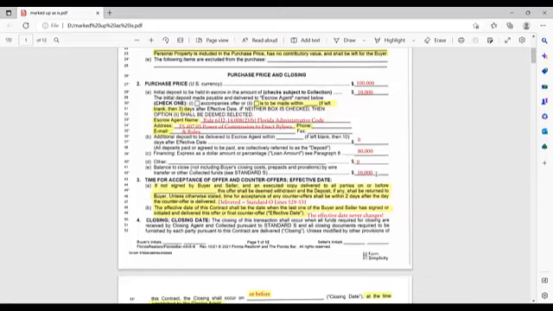Line 40 asks for other. This may be a third deposit. We don't typically see that, but sometimes in luxury real estate, it is something that happens. So you'll just put a 0 on line 40 as well if there's no additional deposit.